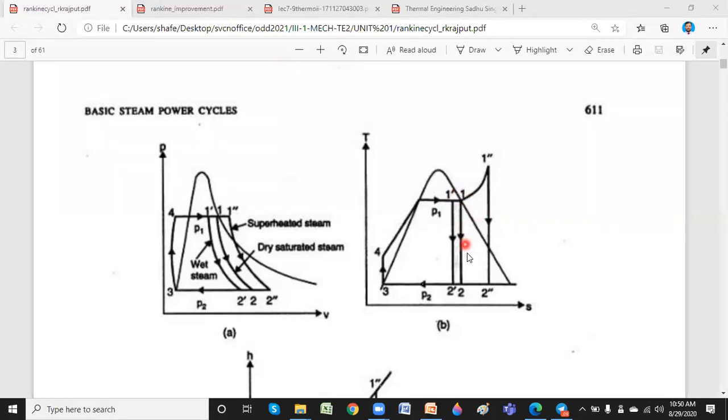Now from here it expands to 2. Again for 2, I must know the dryness fraction, then only I can find out H2. Then what is 3? 3 is in liquid condition, at the condenser pressure. What is liquid you can find out from steam tables because it is on the liquid line. And H4, on similar lines to what I found in the previous problem, you can find out by finding the PV work and equating it, and H4 you can find out.